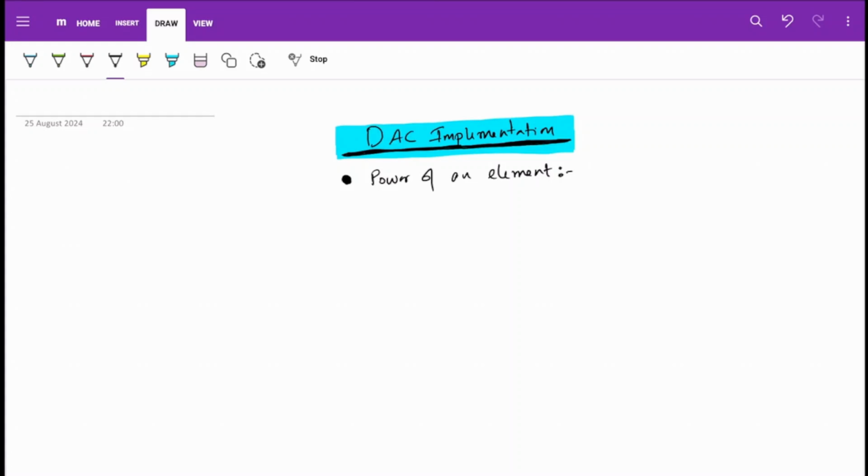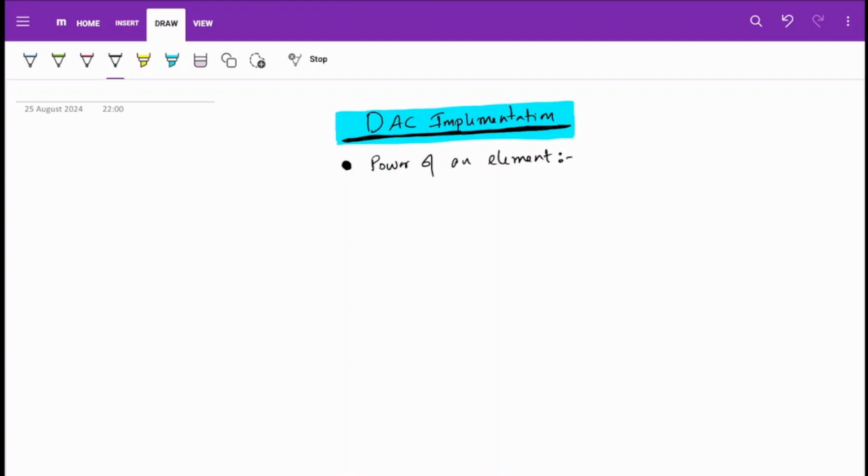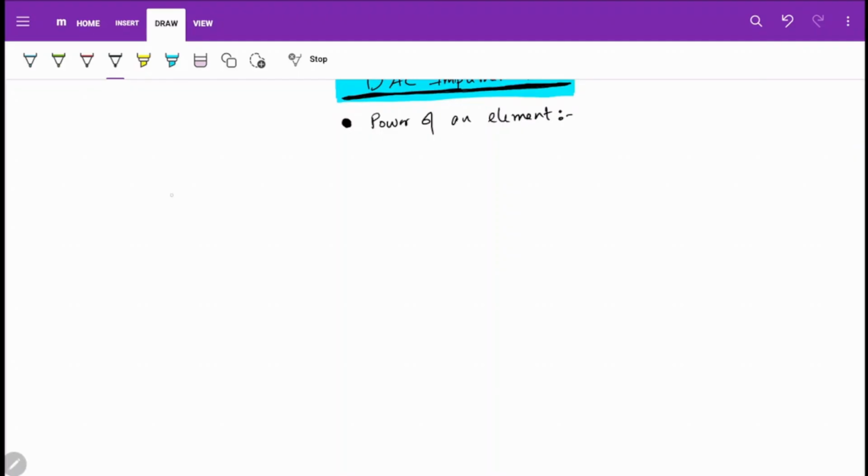Hey guys, welcome to this new video on DAC algorithm. In this video, I'll be talking about the second implementation, which is finding the power of an element using DAC algorithm. So let's see how to find the power of an element.